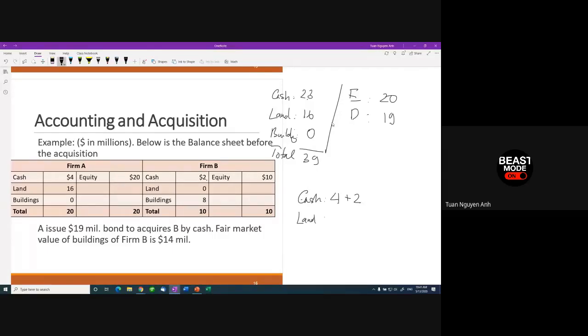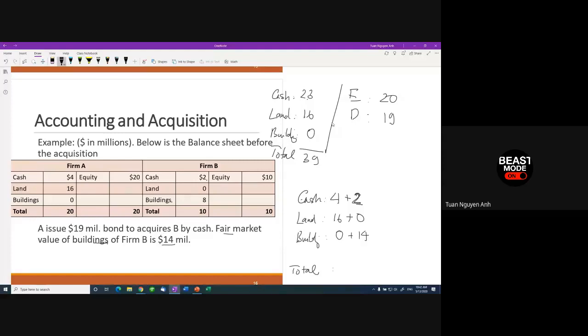For the land, because we buy all of firm B, the land here is 16 plus 0, because there is no land for B. The fair value of the cash of 2 million is still 2 million. Building: the first time we do not have any, but we buy this building. The fair market value of the building of firm B is 14, so we have to record 14 here. And we have a total.